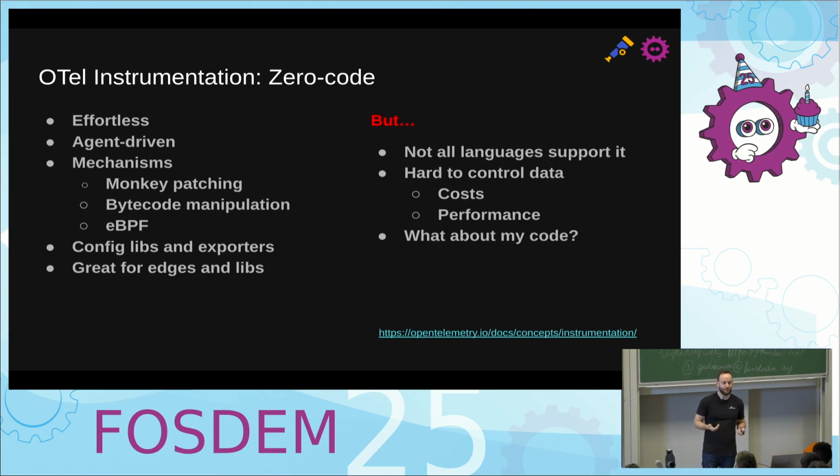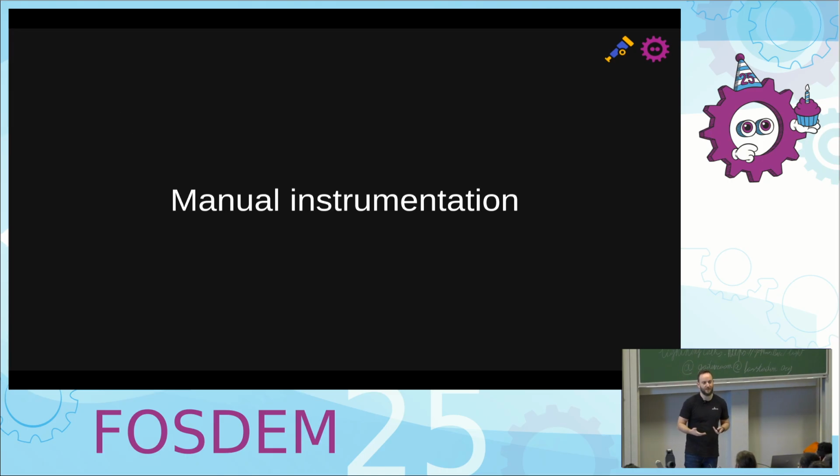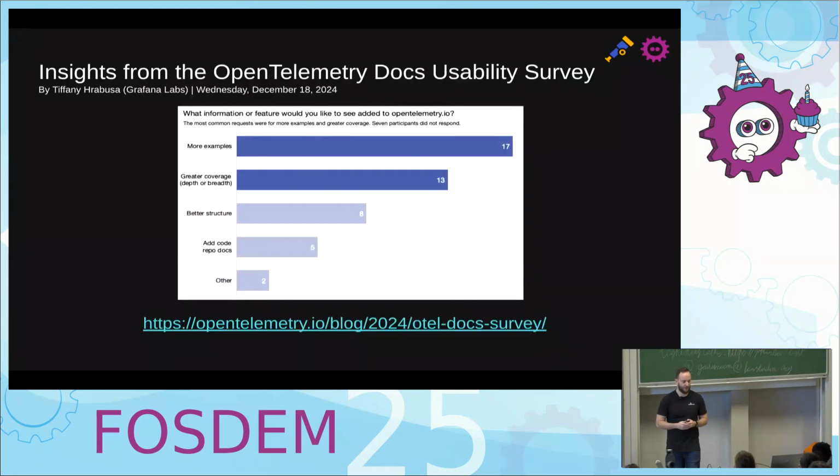And it's also really hard to control the data, because you can be generating a lot of signaling, and if you don't treat it properly, then you can have a lot of increasing costs. And at the end of the day, we want to understand what's going on in our code. We want to understand if it's failing because of us, and you need to do something. So let's talk about manual instrumentation. That's why we are here.